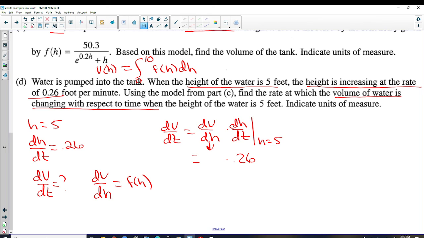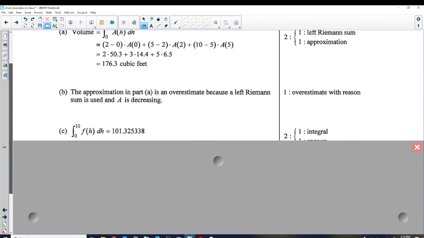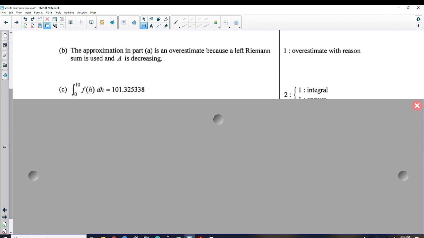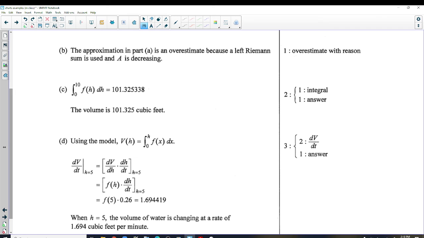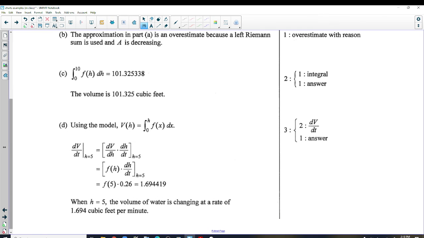And we can even cheat and see what the answer is. They don't give us the actual value. So try to get 1.694. I'm going to shut this off. Then I'll show that again.